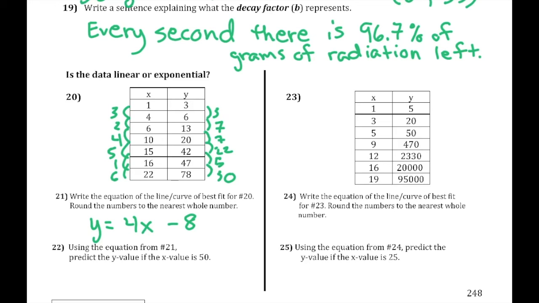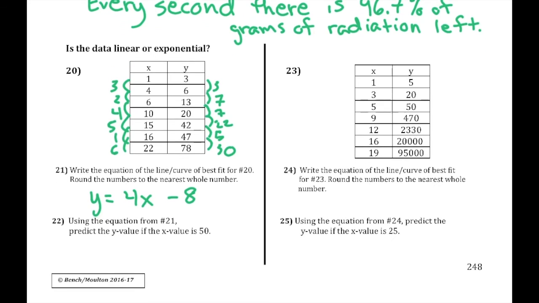Now, using this equation, we're going to predict the y value if the x value is 50. So what that means is we're going to substitute 50 in for x in our equation and solve for y. So we're going to have y is equal to 4 times 50 minus 8. Well, 4 times 50 is 200. If we subtract 8 from that, we're going to get the value of y, which is 192.